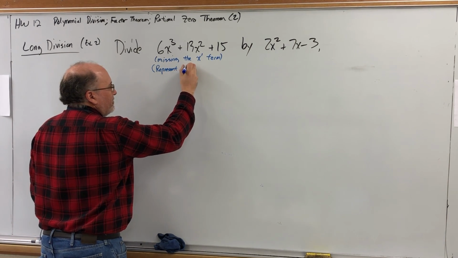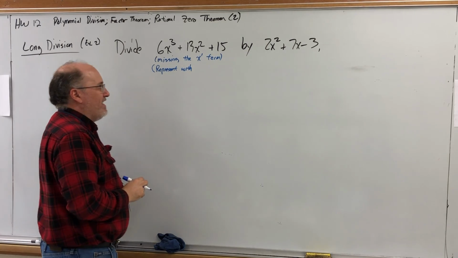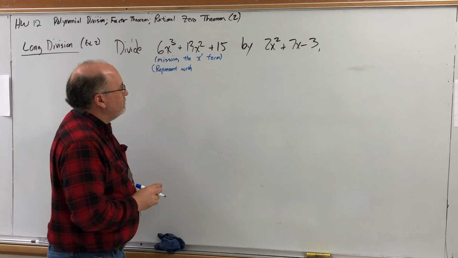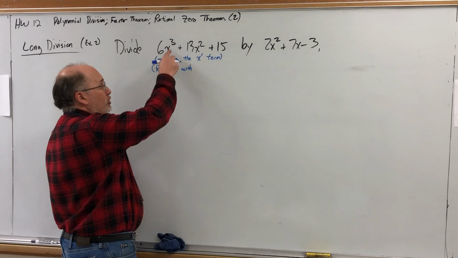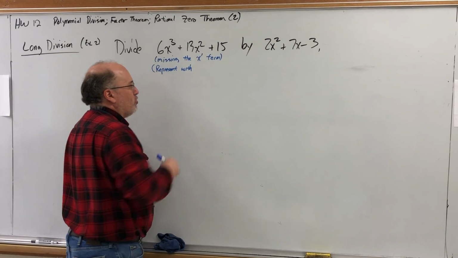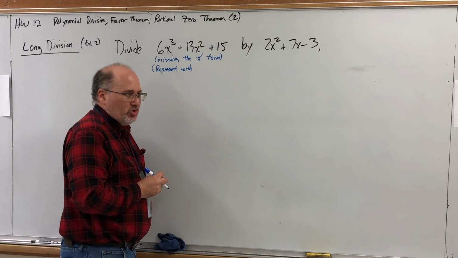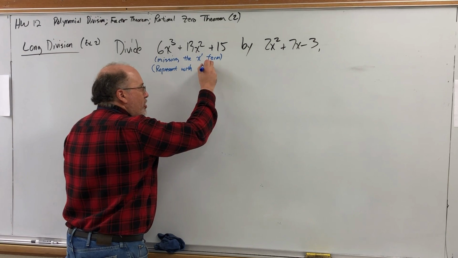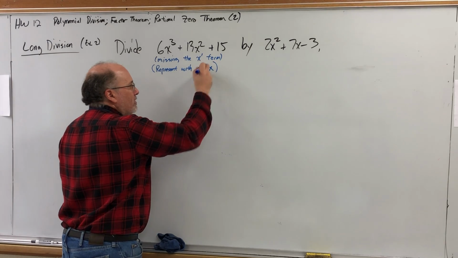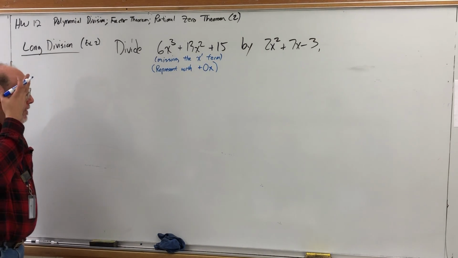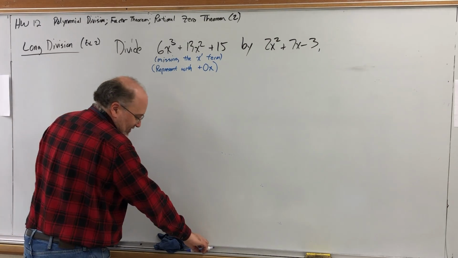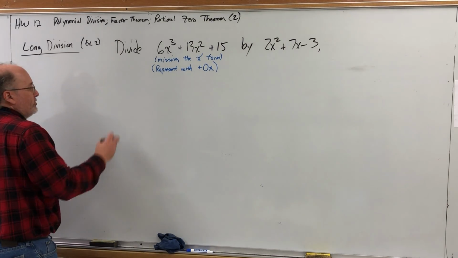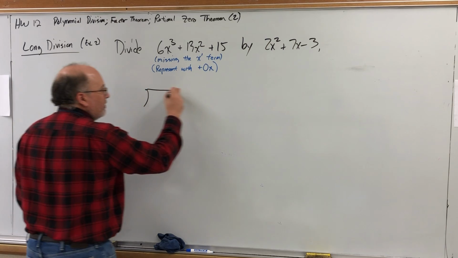How do you represent it? Well, by writing how many x terms are there. How many x terms are in there? None. There's an x cubed term and an x squared term, but there's no x term. Literally, no x's. So any term that's missing, you represent with a coefficient of +0. It doesn't matter if it's plus or minus, I just always use plus. So let's set this one up.